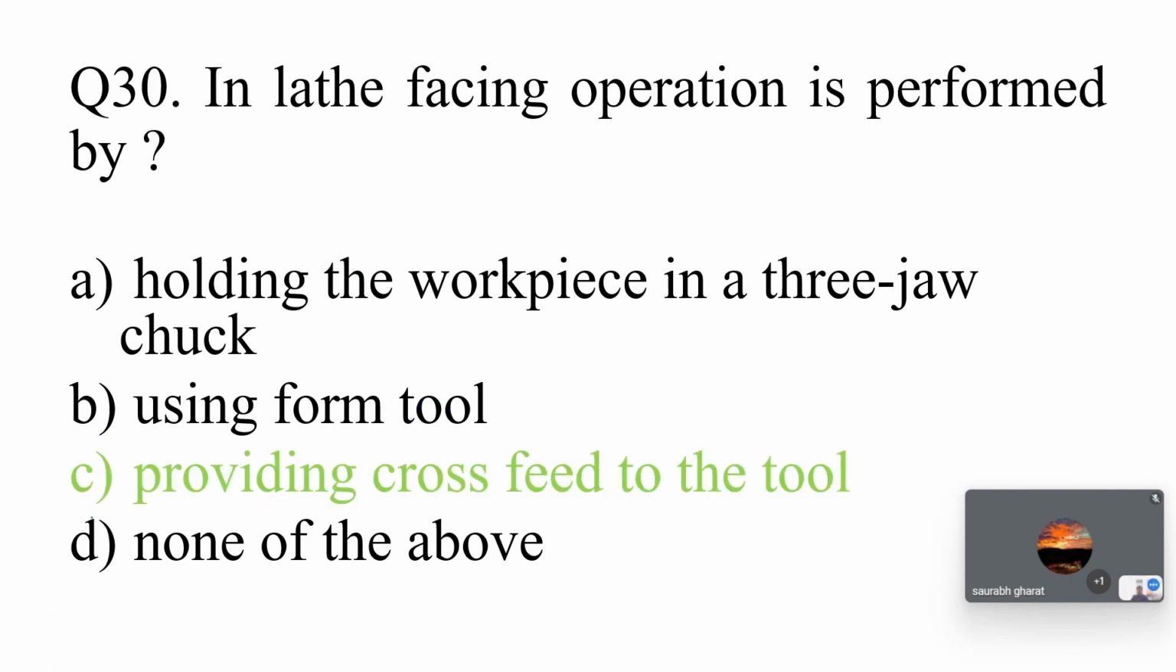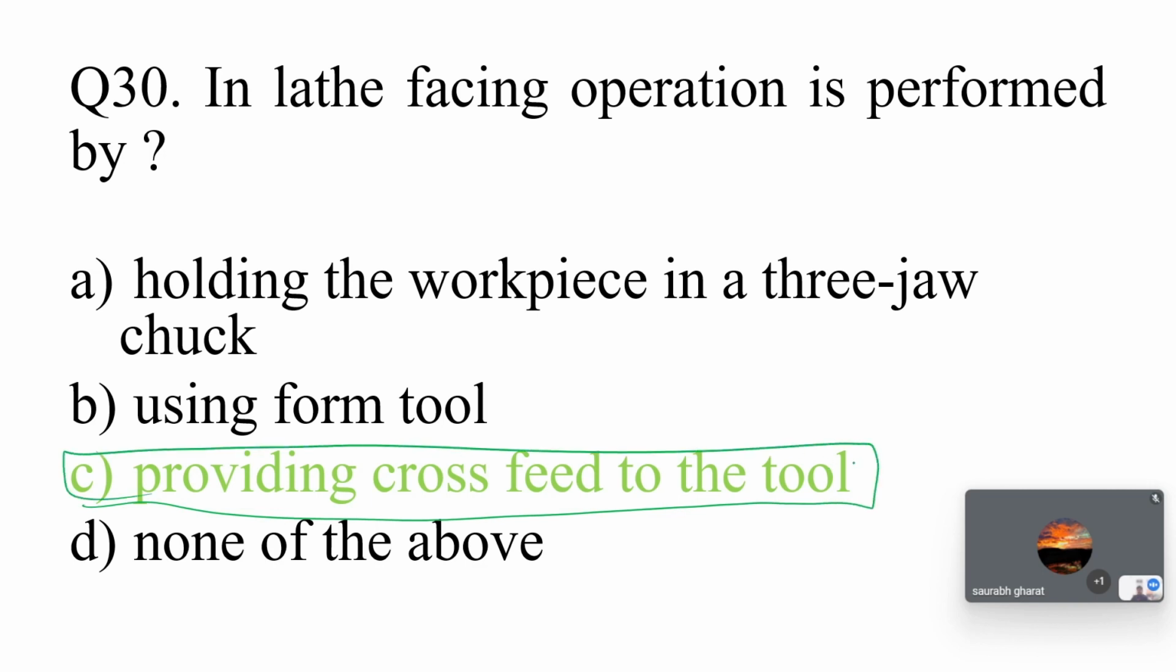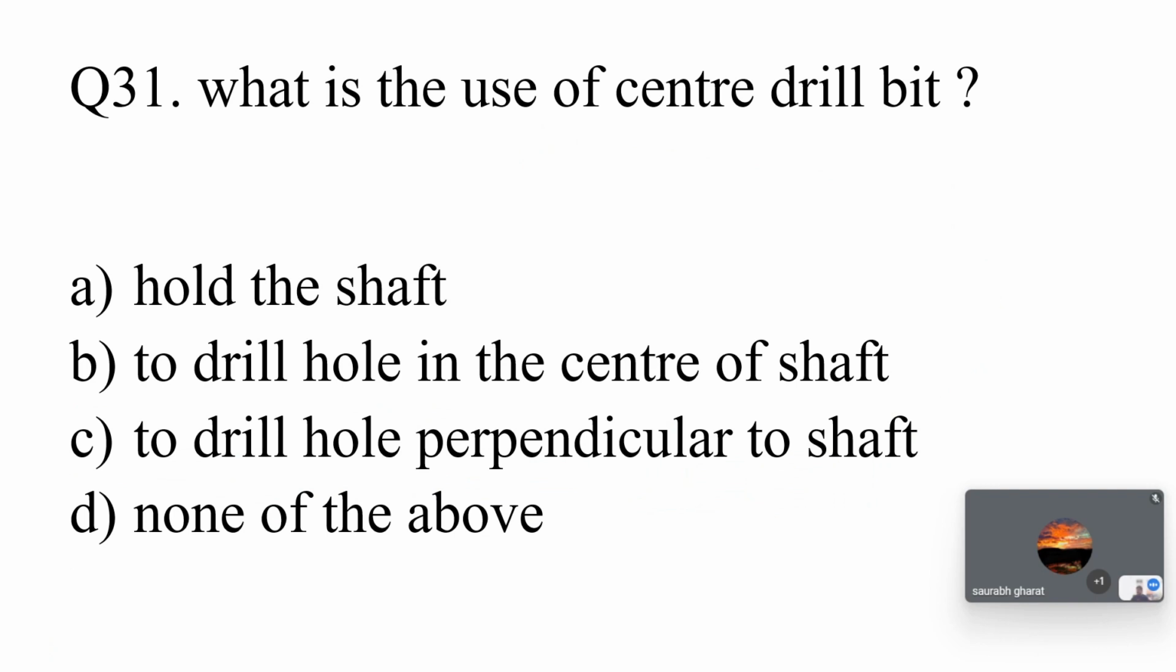Okay, so providing a cross speed is your correct answer for tracing operation. Okay, so what unit of tracing operation are you asking here? For tracing operation, providing cross speed, out of the two, is the only correct answer. Okay, so this is the 31st question.